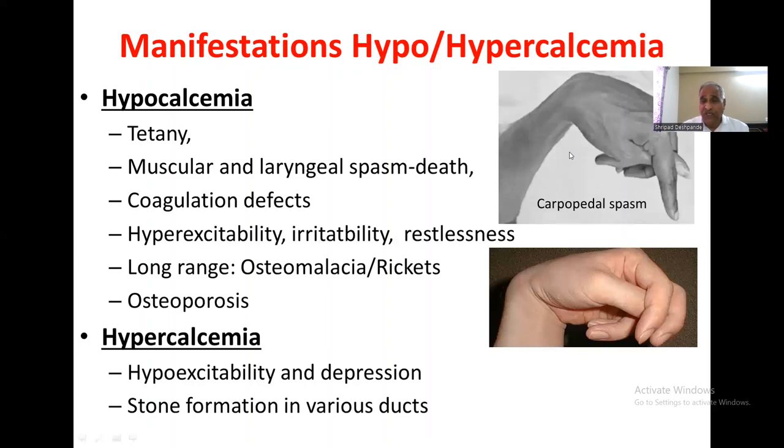The bone becomes weaker and sparse. There is less calcium deposit in the bone. Then hypercalcemia is also another condition. This decreases the excitability, causing hypoexcitability and depression. It enhances stone formation in the kidney, that is, calcium phosphate or calcium oxalate stones, or stone formation in the biliary tract, because they get precipitated depending upon the nature of the other anions present. These are the manifestations of hypocalcemia and hypercalcemia.